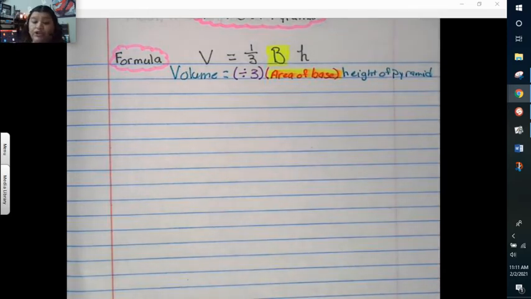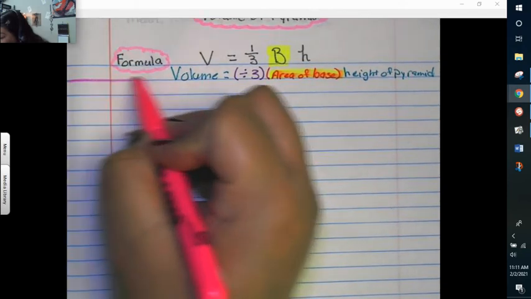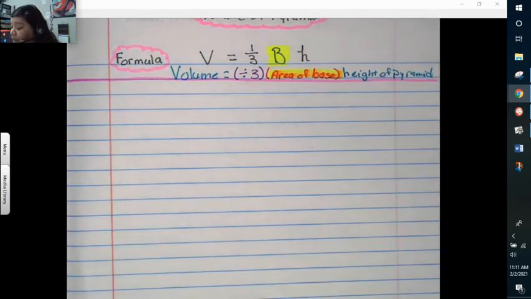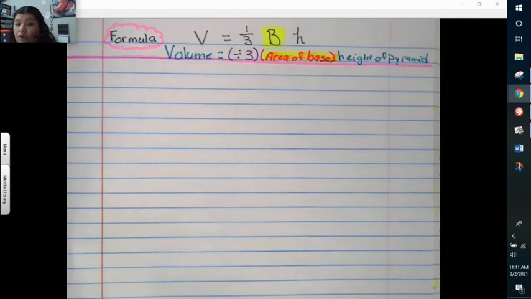Now I'm going to show you the two types of pyramids you're going to see. The rectangular or square pyramids, and then the triangular pyramids, okay? And I'll show you the difference between the two formulas. That way you have them here in your notebook, okay? So there's what the formula means. Let me show you the two that you'll be dealing with, okay? So the first one is going to be our rectangular or square pyramid. So I'm going to put it right here.